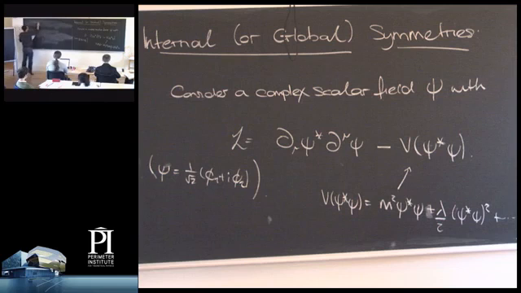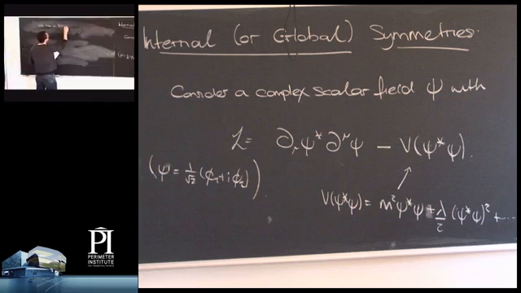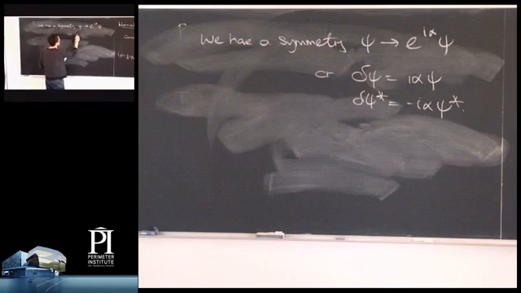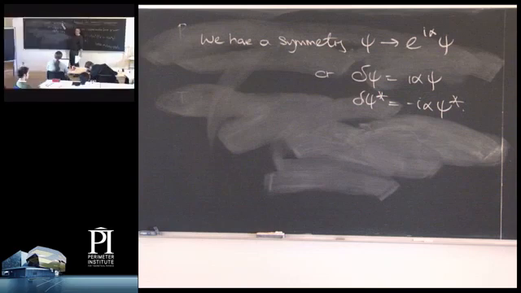So we have a symmetry, or in infinitesimal terms... Okay, is everybody happy with this? Alpha here is just a constant. It's not going to depend on x. In some sense, that's what this word global means here. It's that alpha is just a constant, not a function of x.